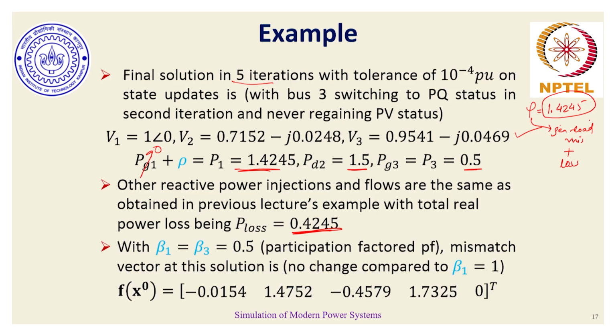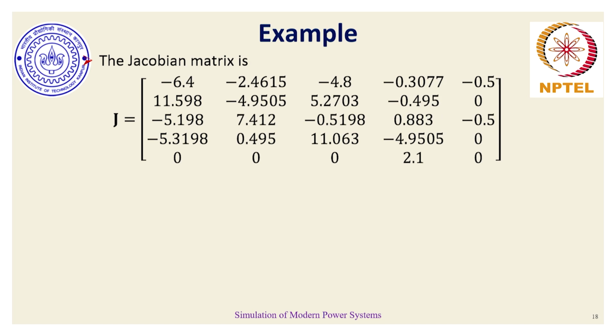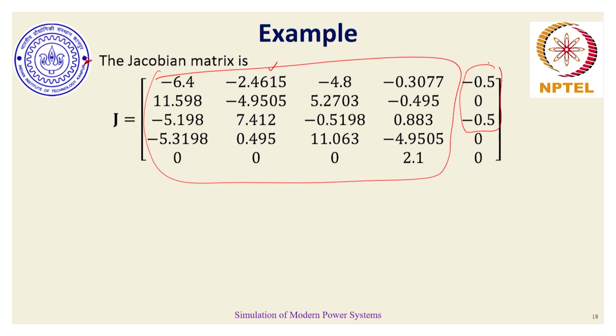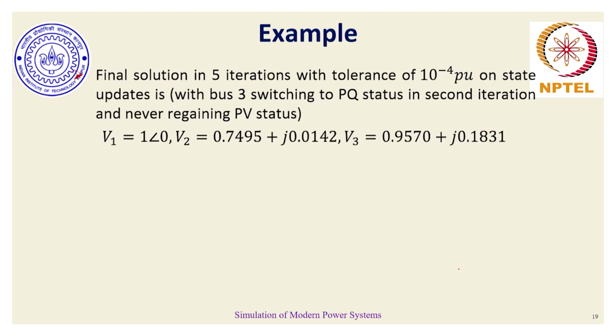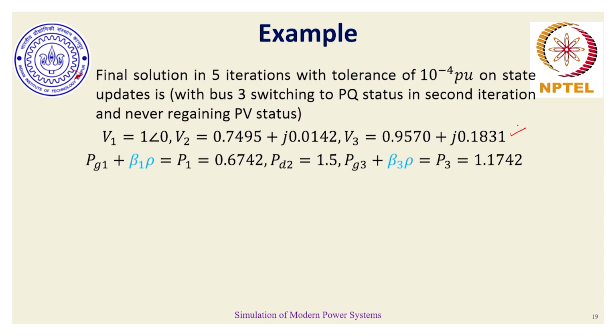Now if I tweak the participation and have both generator 1 and generator 3 participating in equal share, it is 0.5, 0.5. The initial f of x 0 vector doesn't change, initial choice doesn't change. In fact, the Jacobian matrix, all these elements, they remain the same as we saw in the previous few slides. The last column, however, changes because this here is minus beta 1 and this here is minus beta 3, beta 2 is 0. With this, if I get my updates, then my entire solution vector has changed. This is the new rho after first iteration.